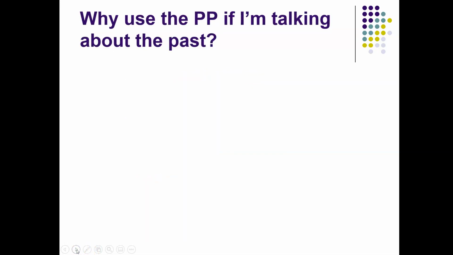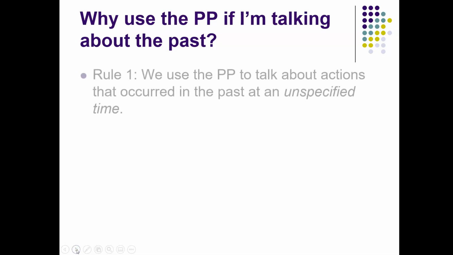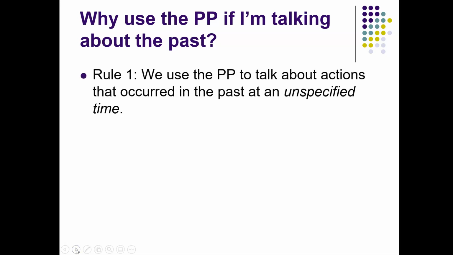So why do we use it? You could ask if we use the present perfect if you're talking about the past, and indeed, yes, we do. So one of the rules of using the present perfect is that we use it to talk about actions that occurred in the past at an unspecified time. So I haven't talked to him yet. Yet is a key word that tells me that at some time before now, this action actually didn't happen. So it's an unspecified time.